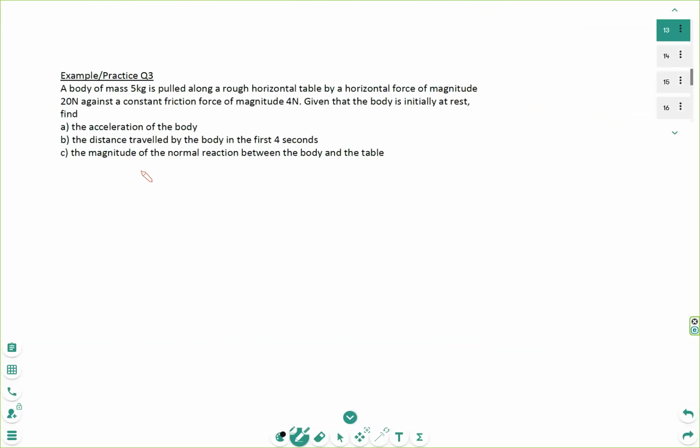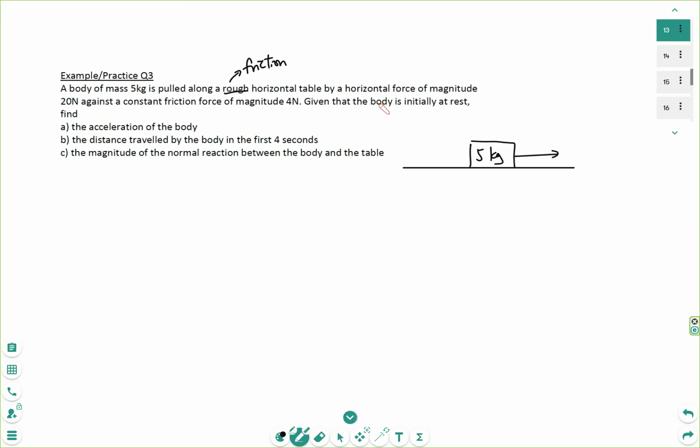So next one, practice or example. If you're confident, you can have a go at the question. Draw the diagram first. You can pause the video and have a go. But I'm just going to go through it now. A body of mass 5 kilograms is pulled along a rough horizontal table. Rough means there's friction. By a horizontal force of magnitude 20 Newton against a constant friction of 4 Newton.